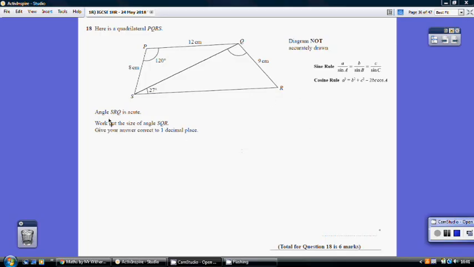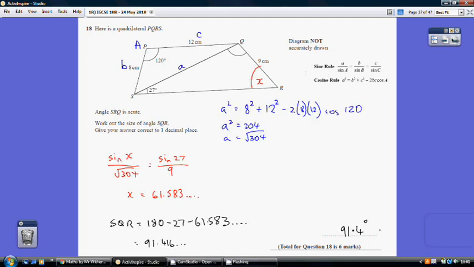Question 18. Now we're being asked to work out the size of angle SQR, so this angle up here. Now we're going to be needing to use the sine rule and the cosine rule here, so I've just snapshot those across from the formula sheet at the front of the paper. So let's start off by working out what this length SQ is. So I'm going to be looking at the triangle SPQ, and here I've got a trapped angle. I've got a side angle side. So to work out this length SQ, which I'm calling little a, I'm going to use the cosine rule.